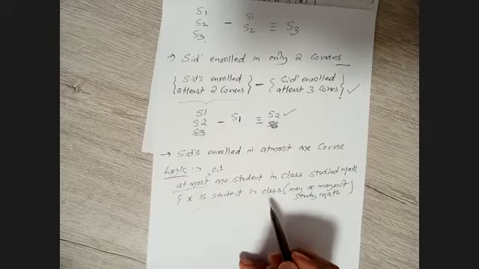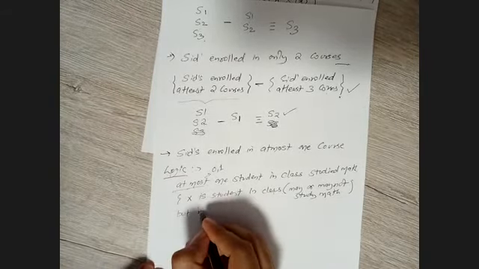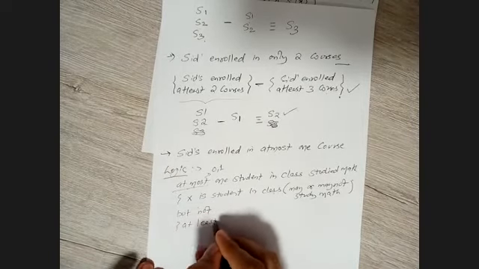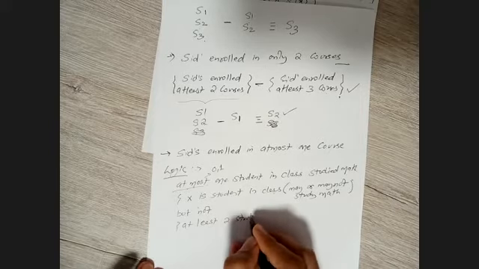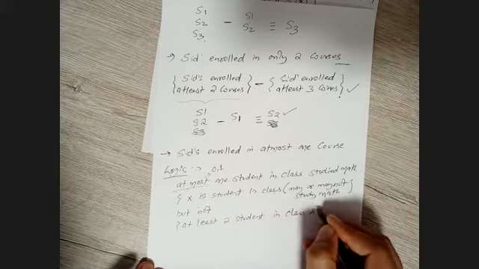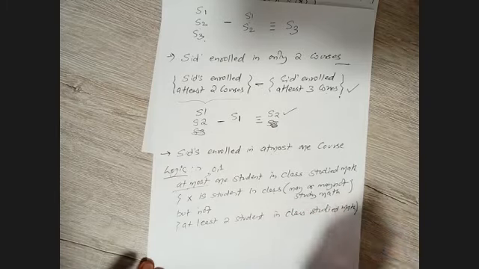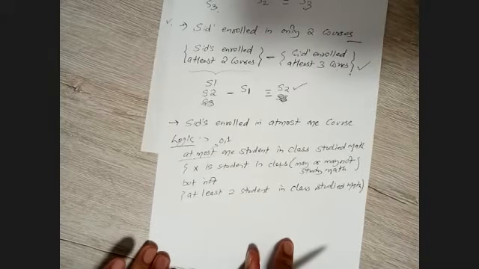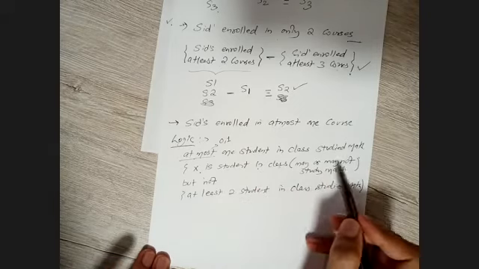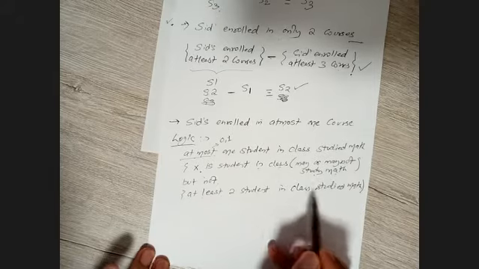Student is of a class. That's it. But now this student should not be among at least two students in class studied math. Let's validate and understand. So X is a student in a class who may or may not be studying math, but not at least two students in a class studying math.